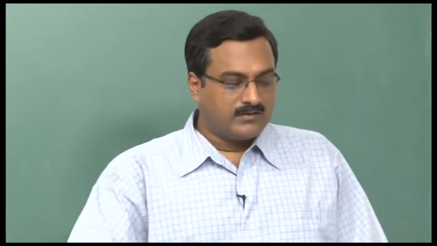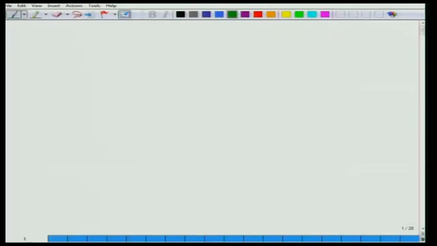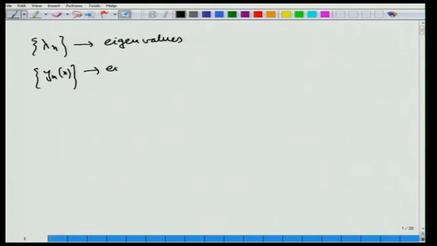So, Hilbert-Smith theory: in this lecture, we are solely concentrated on the property of the kernel, that the kernel should be symmetric. Before going to state the Hilbert-Smith theorem, I am not going to prove the result, but we need some relevant results related with the eigenvalues and eigenfunctions for the given problem. So, first of all, we consider that lambda n are the eigenvalues, and y n x denotes the associated eigenfunctions.